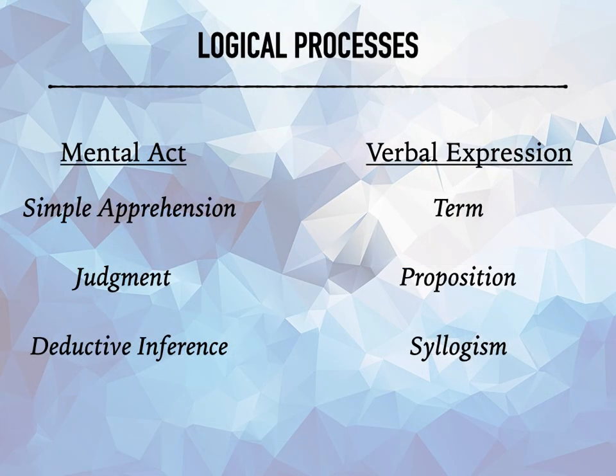You remember that we've been talking about the logical process, that each logical process has a mental act that is then identified with a verbal expression. The first mental act is simple apprehension, where we just take things in with our senses, and then we express that as a term. We then make a mental act, a judgment about these things, and we express that judgment as a proposition. And then we take those propositions, and from them, mentally, we make a deductive inference, and we express that as a syllogism.